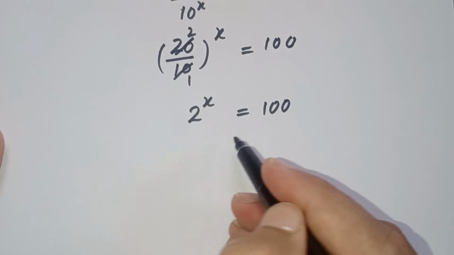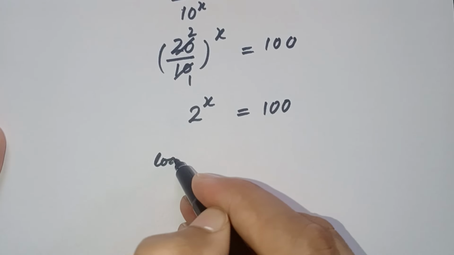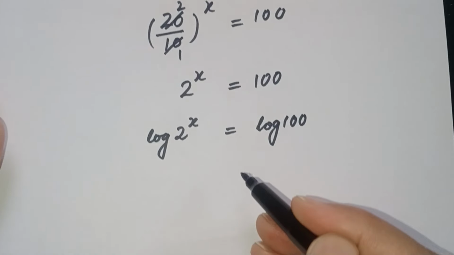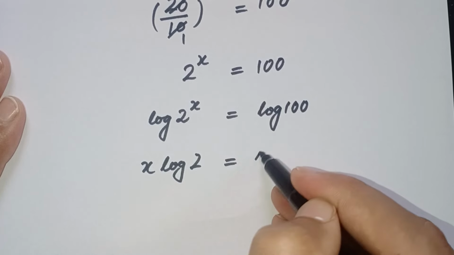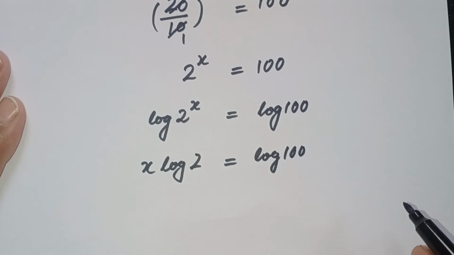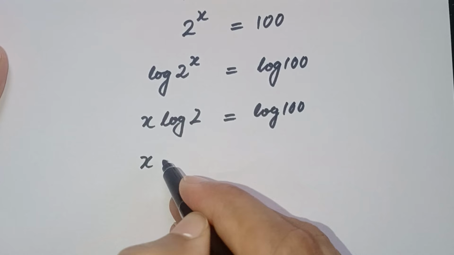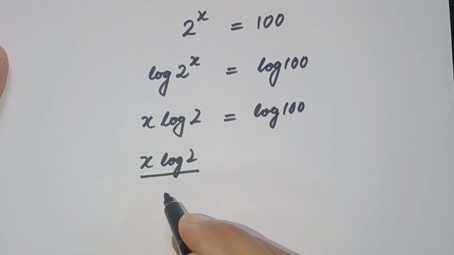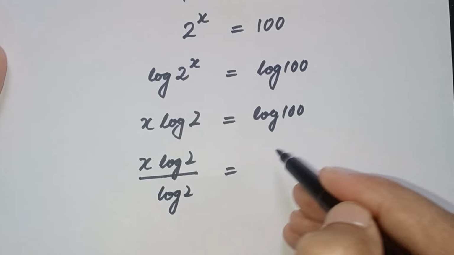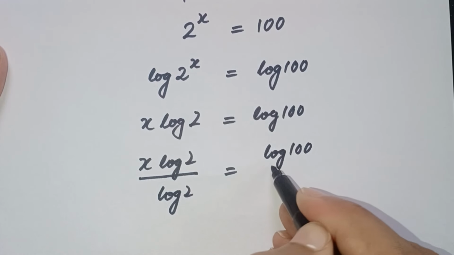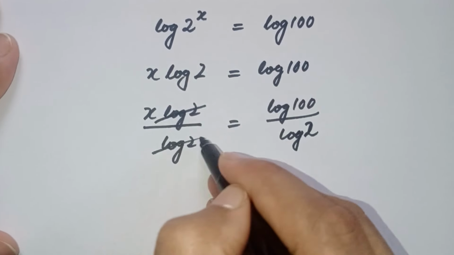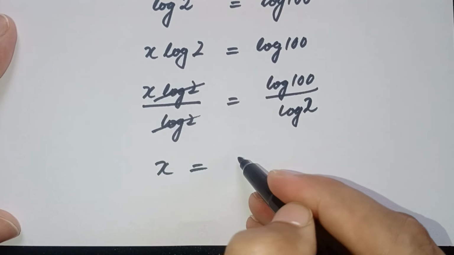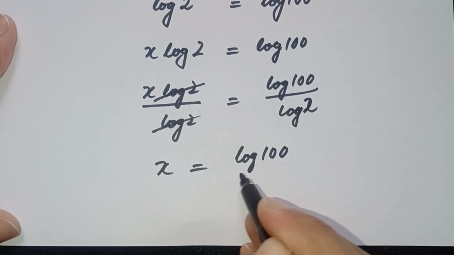Here we will take log on both sides. Log 2^x is equal to log 100. So here x will shift to the front and we will write x times log 2 is equal to log 100. Now we will divide both sides by log 2. x log 2 divided by log 2 is equal to log 100 divided by log 2. Log 2 will cancel with log 2. We will get x is equal to log 100 over log 2.